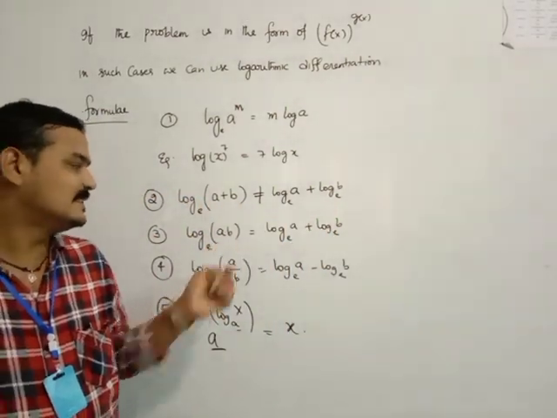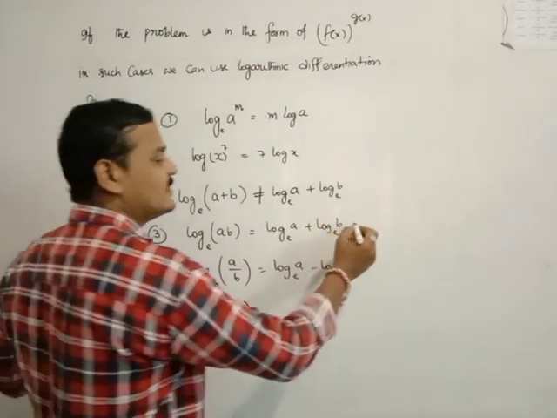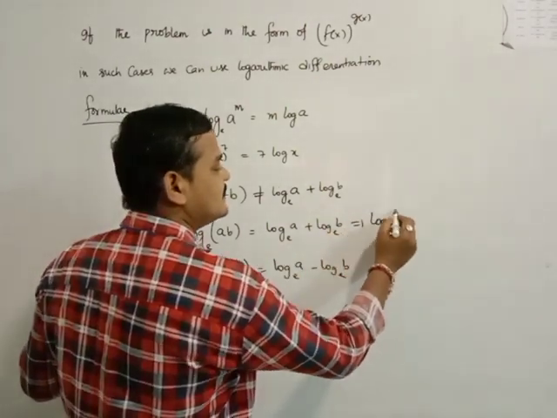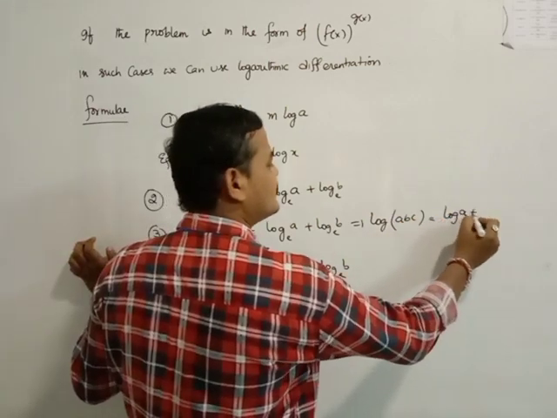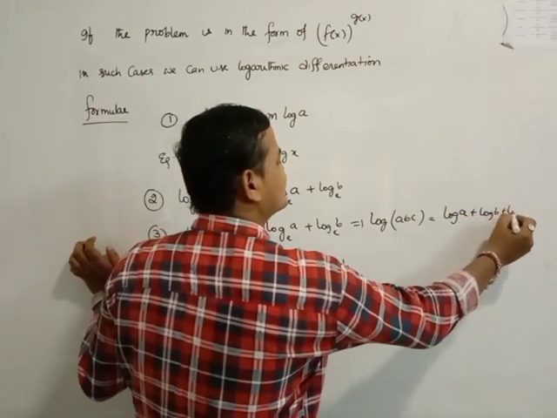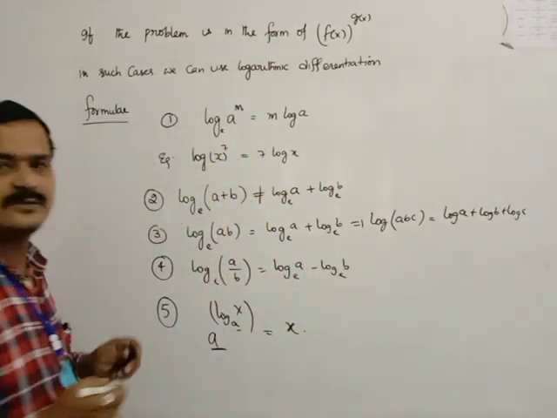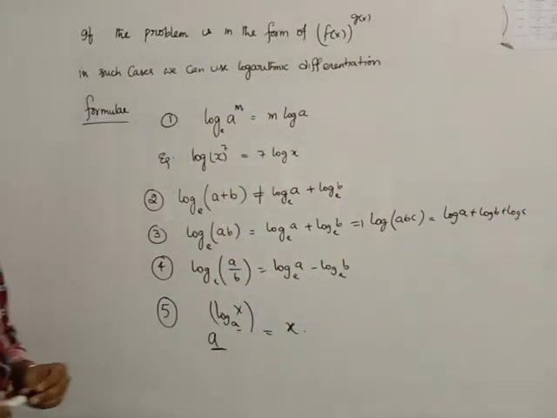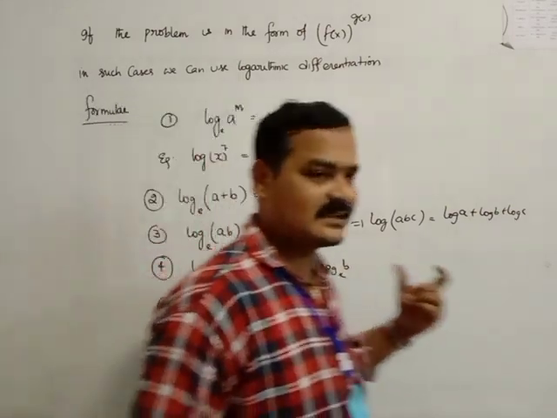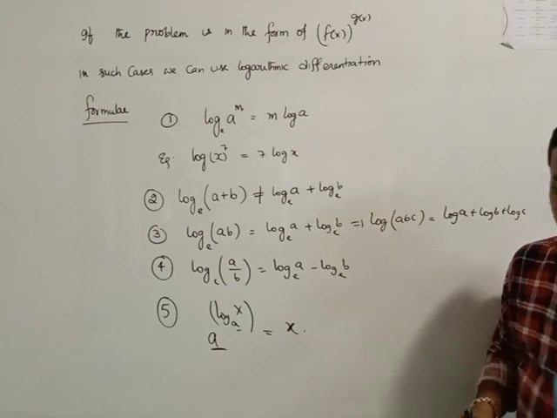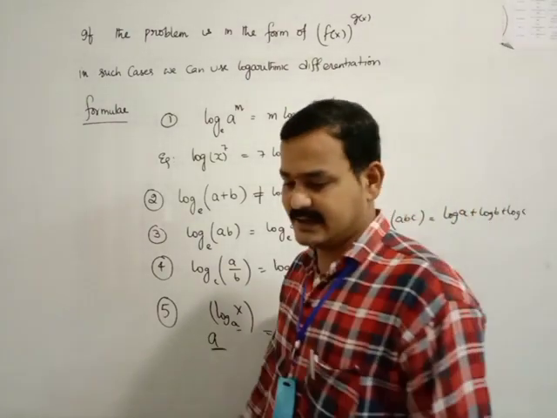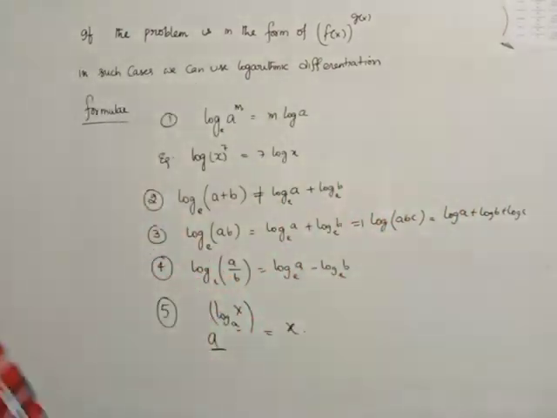While the product is there, this formula can be applied for a finite number of functions. That means log of ABC can be written as log A plus log B plus log C, like that. However many functions you take, it can be expanded for all of them. These are the formulas used while doing derivatives by logarithmic differentiation. Now we are going to discuss the problems related to this.